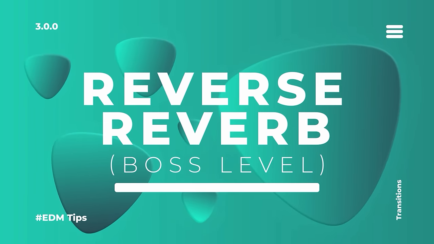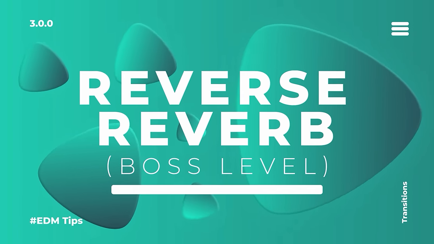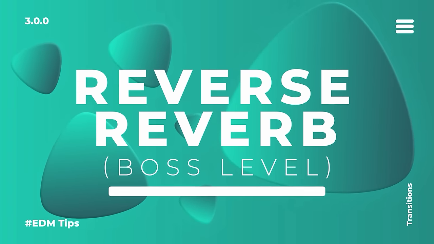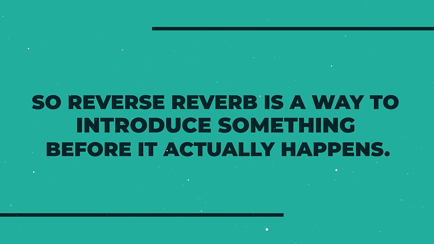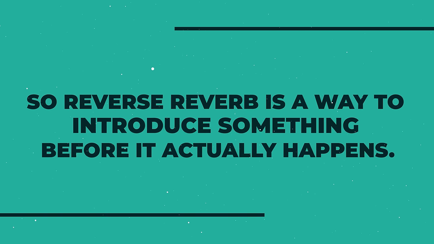Okay, on to the third transition technique, which is something you may have heard of, and that is reverse reverb. But this is going to be boss level reverse reverb, and you probably haven't seen this before unless you've joined my accelerator, in which case you would have seen it before. So reverse reverb is a way to introduce something before it actually happens, and that can get people ready. It can tell them that this is about to happen, and it can introduce the tonality of whatever instrument you're doing the reverse reverb for.